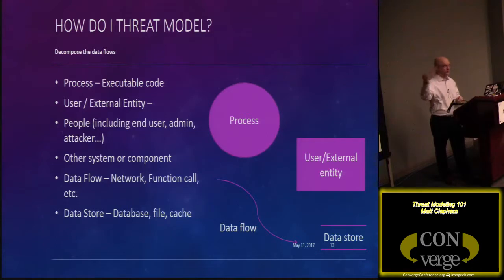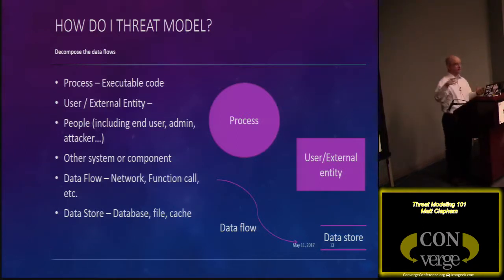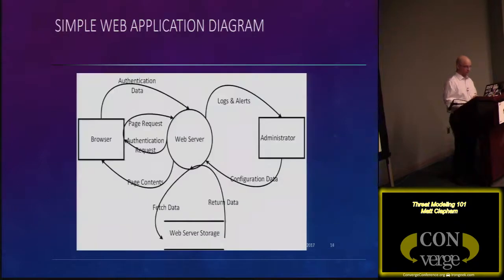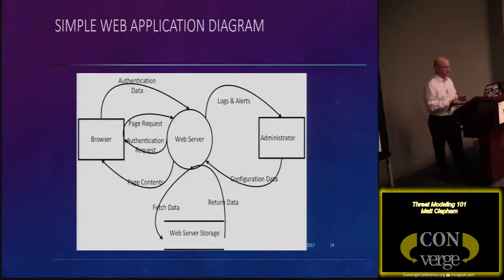We have users or external entities like a foreign web service that's outside of the span of control that has to be utilized somehow. There's going to be data flows, and those are indicated by the nice little curved line there. And we're going to have to do something with that data. It's going to have to be stored somewhere, somehow, in some fashion, so we're going to mark those too. So when you put those together, what we have here is a typical web application.